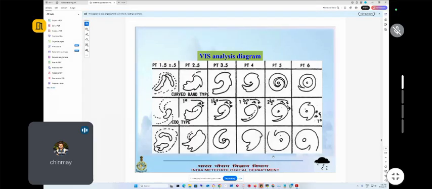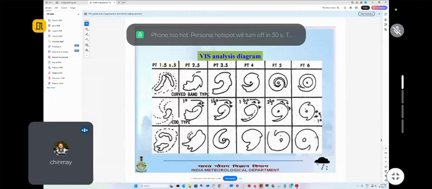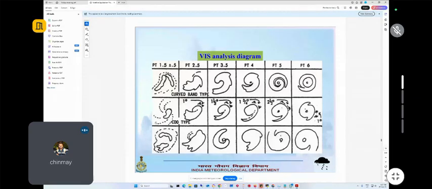What you need to do is manually see whatever image you are currently analyzing, however that cyclone is appearing in your current satellite imagery, whether it is INSAT based or Meteosat, irrespective of that. In your geostationary satellite imagery, you have to match how your cyclone is appearing with one of these diagrams. Okay.